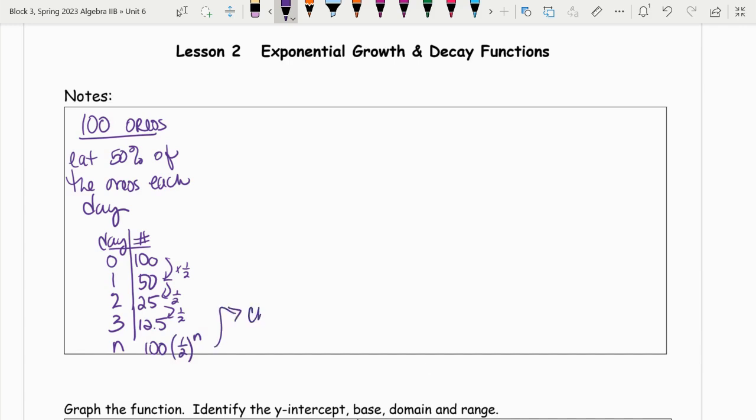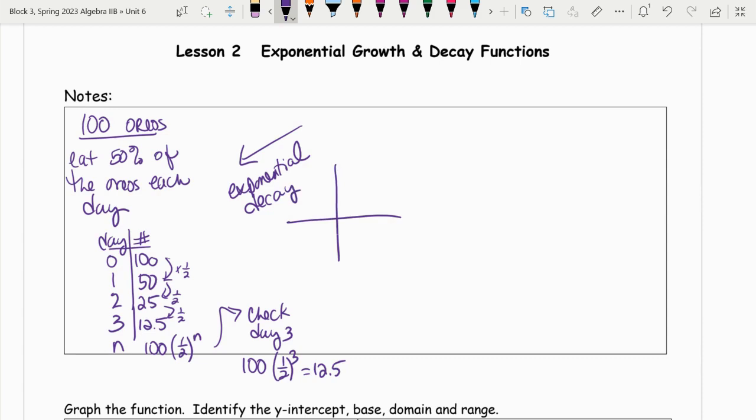Let's do a quick check on that. So on day 3, you would have 100 times 1/2 to the third. Use your calculator. 100 times 1/2 to the third, and you get 12.5. This is an example of exponential decay.